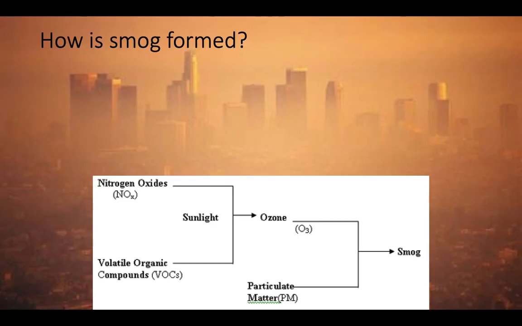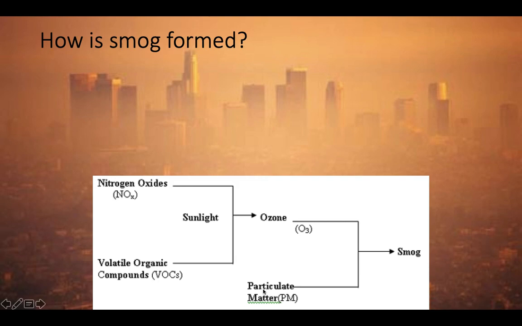Okay, so how is smog formed? I like this infographic because it summarizes it visually and very briefly, right? Nitrogen oxides, NOx, things that are released from your car, react with volatile organic compounds in the presence of sunlight. This produces ozone, O3. Ozone is a major component of smog, as well as particulate matter, like soot, dust, and ash.